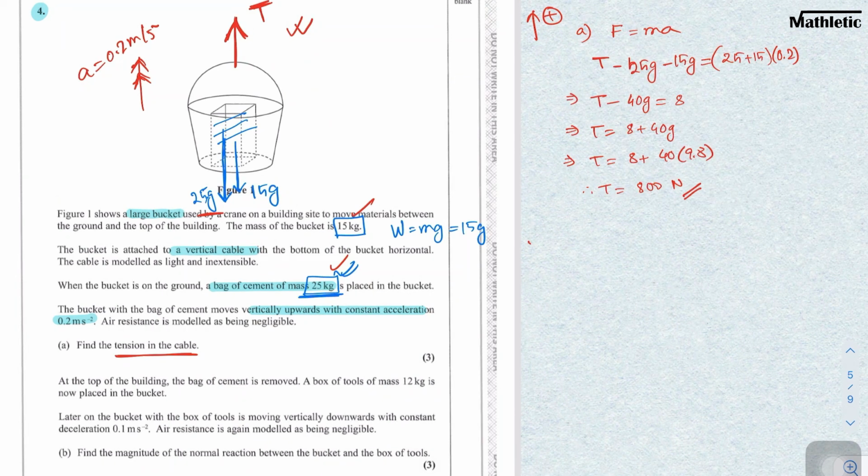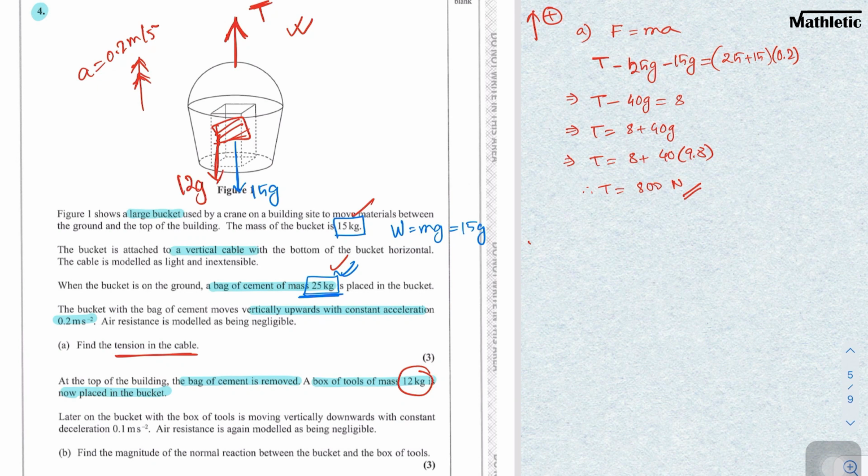So tension is 800 Newton. Let's start part B. At the top of the building, the bag of cement is removed, so we do not have this 25g anymore. Instead, a box of tools of mass 12 kg is now placed in the bucket. So now we have a box of tools with a mass of 12 kg, so the weight should be 12g.